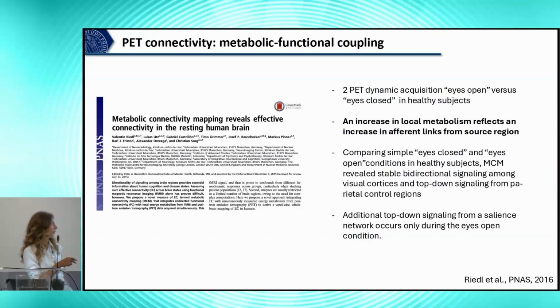In addition, top-down signaling from the salience network occurs only during the eye open condition. So, of course, it's interesting. I suggest you read it, but mainly, if you wanted to just summarize, there is a relationship between directions and glucose consumption.